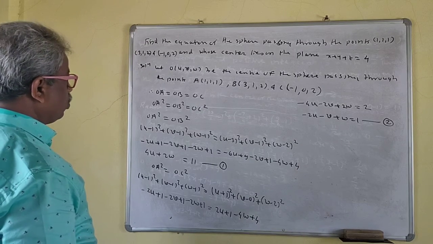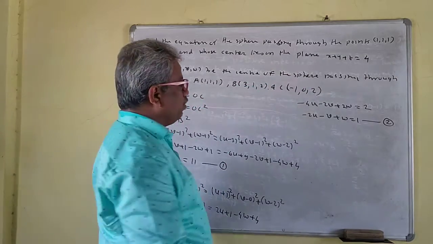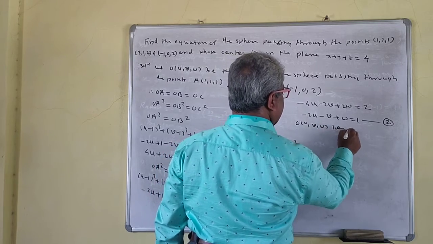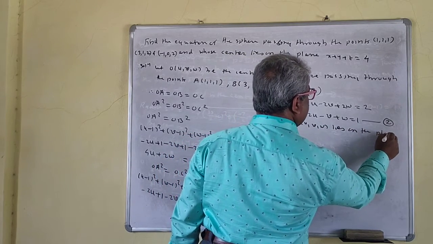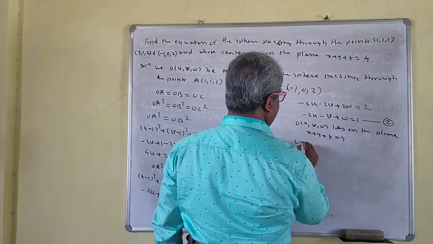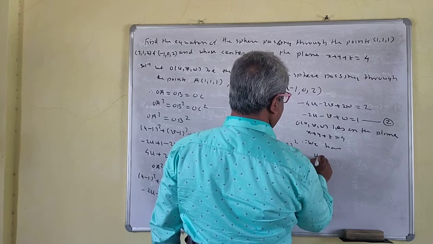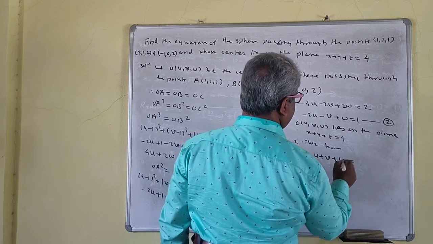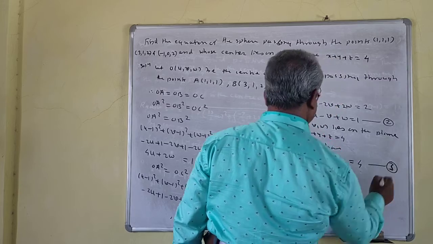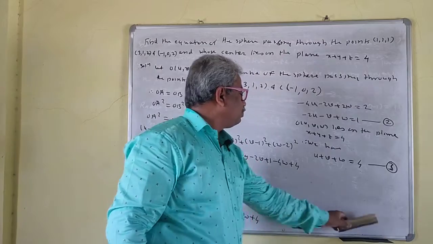Okay. Next, so UVW lies on the plane. Okay. So O UVW lies on the plane X plus Y plus Z is equal to 4. Therefore we have U plus V plus W is equal to 4. So I call this as 3 now.